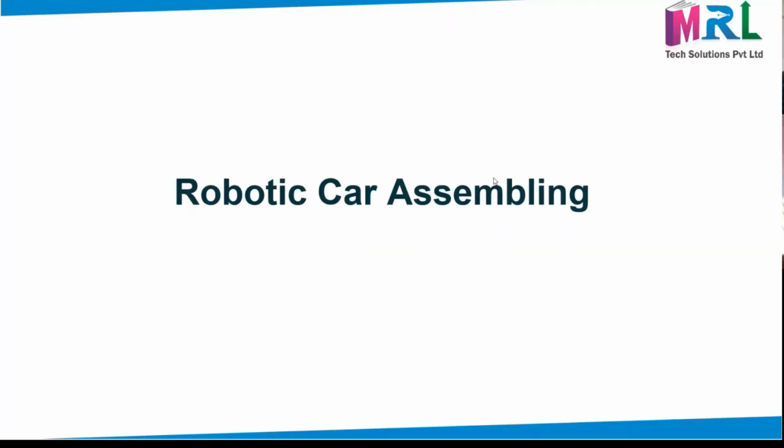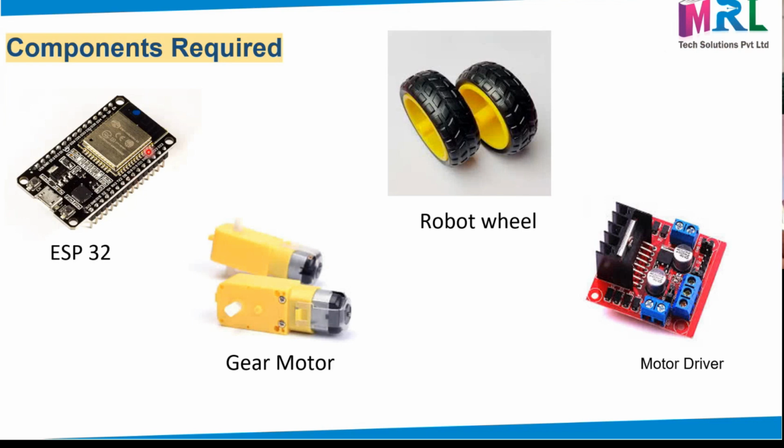Tomorrow we will control the car using the program. Today you are going to assemble the car, and then you will make the car run. So these are the components that are required to assemble the car, but we are not going to use ESP32 today. Tomorrow only you're going to program, as I said. Programming part will be tomorrow. And the motor driver also you're going to use tomorrow.